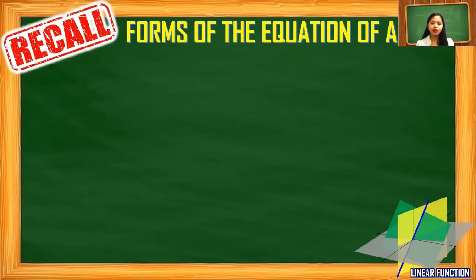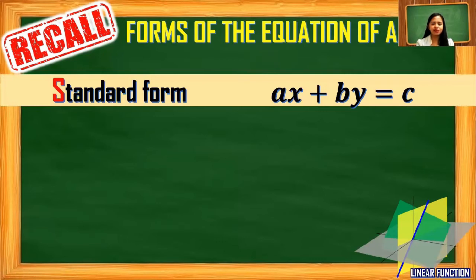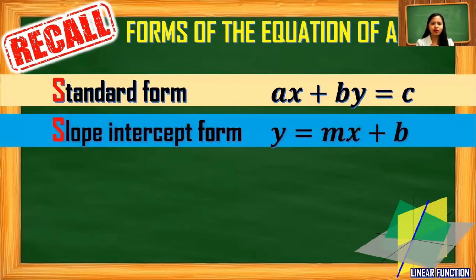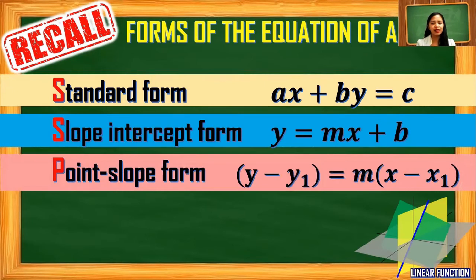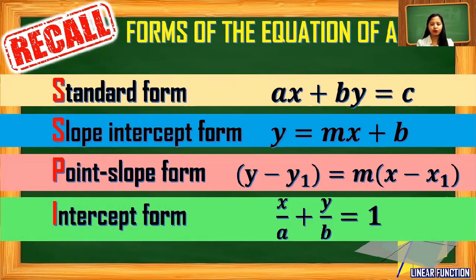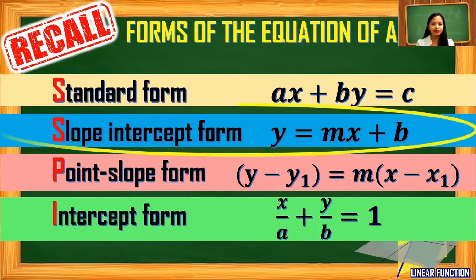For now, let's recall the forms of the equation of a line discussed to us in our lower years. We have the standard form, ax plus by is equal to c; the slope-intercept form, y is equal to mx plus b; the point-slope form, y minus y sub 1 is equal to m times the quantity of x minus x sub 1; and lastly the intercept form, x over a plus y over b is equal to 1. But let us not focus on everything. Let us just focus on the slope-intercept form, y is equal to mx plus b.